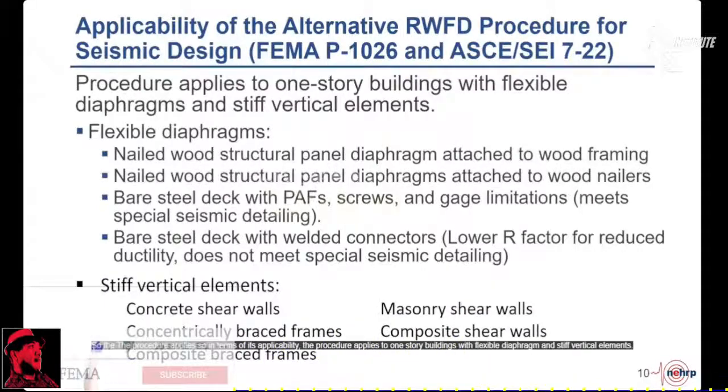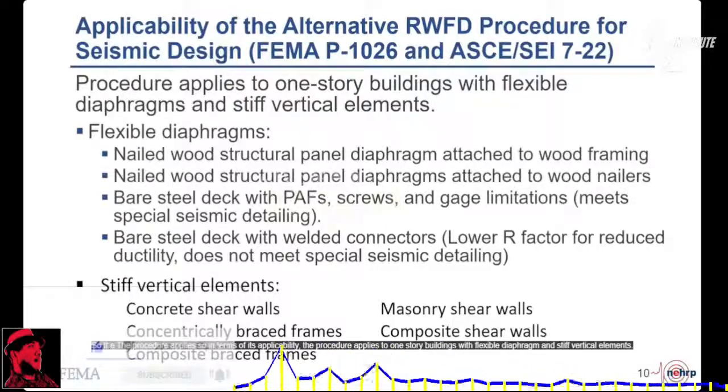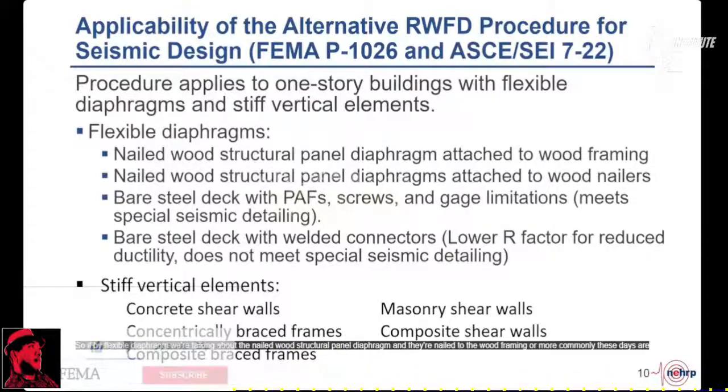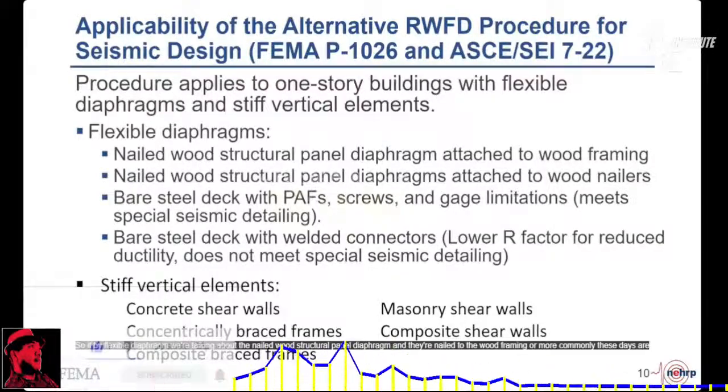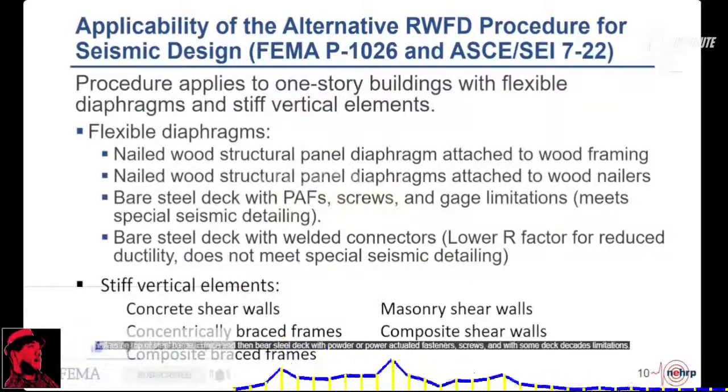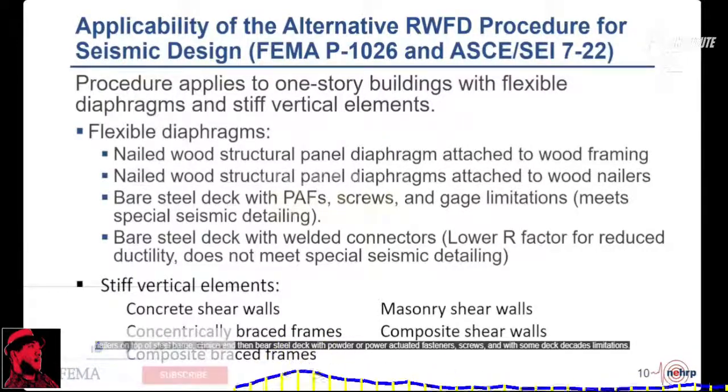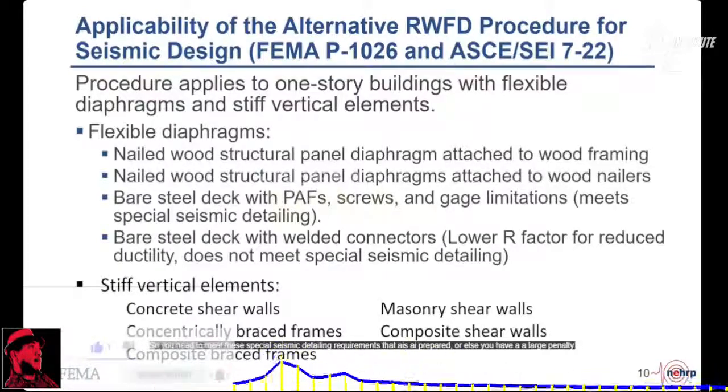So in terms of its applicability, the procedure applies to one-story buildings with flexible diaphragms and stiff vertical elements. By flexible diaphragms, we're talking about nailed wood structural panel diaphragms, nailed to either wood framing or, more commonly these days, nailers on top of steel bar joists, and then bare steel deck with powder or power actuated fasteners, screws, and with some deck gauge limitations.